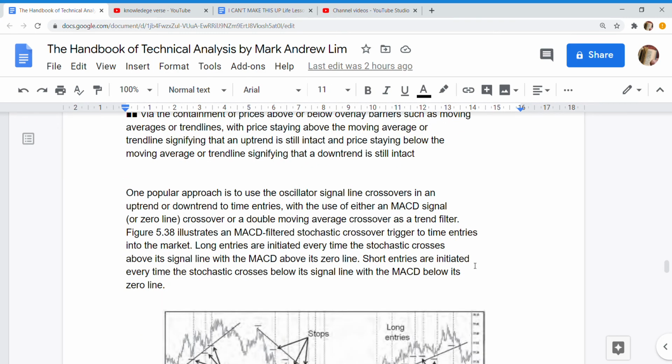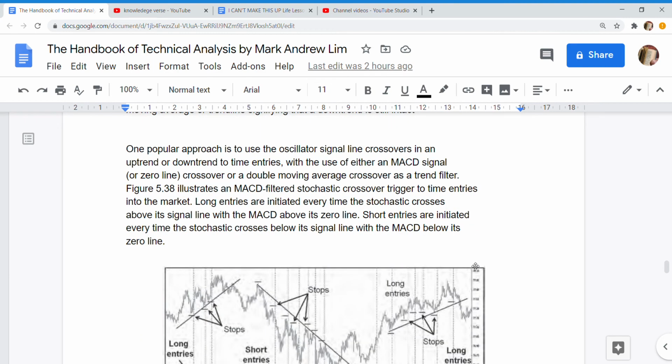One popular approach is to use the oscillator signal line crossovers in an uptrend or downtrend to time entries, with the use of either an MACD signal or zero line crossover or a double moving average crossover as a trend filter. Figure 5.38 illustrates an MACD filtered stochastic crossover trigger to time entries into the market. Long entries are initiated every time the stochastic crosses above its signal line with the MACD above its zero line. Short entries are initiated every time the stochastic crosses below its signal line with the MACD below its zero line.